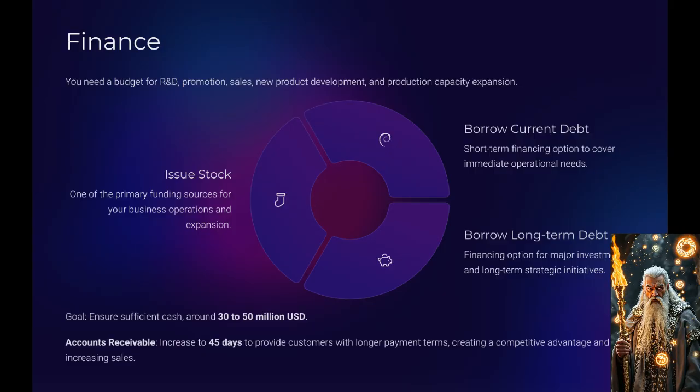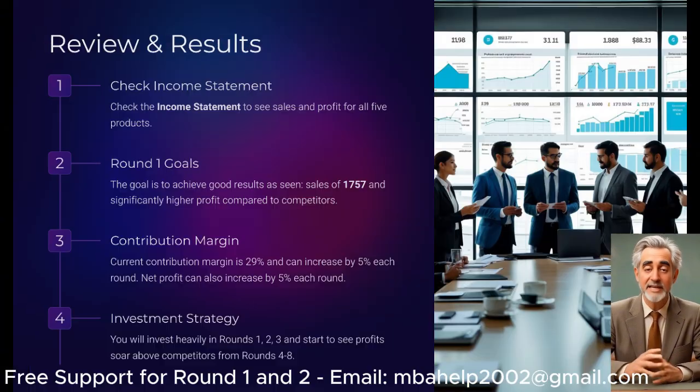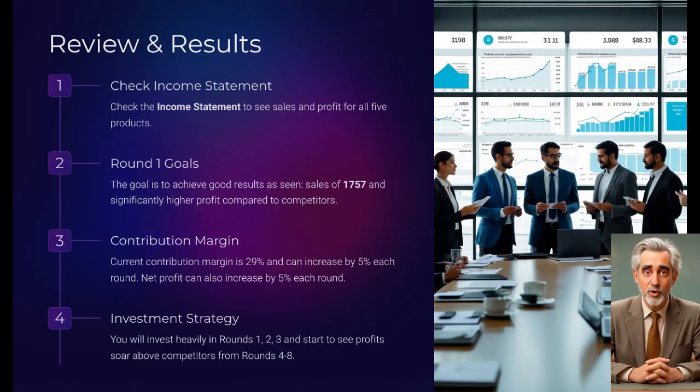6. Human resources decisions regarding recruiting and training hours can start from the next round, Round 2. 7. Review results. Check the income statement to see sales and profit for all 5 products. The goal is to achieve good results as seen, sales of $17.57 and significantly higher profit compared to competitors. Current contribution margin is 29% and can increase by 5% each round.